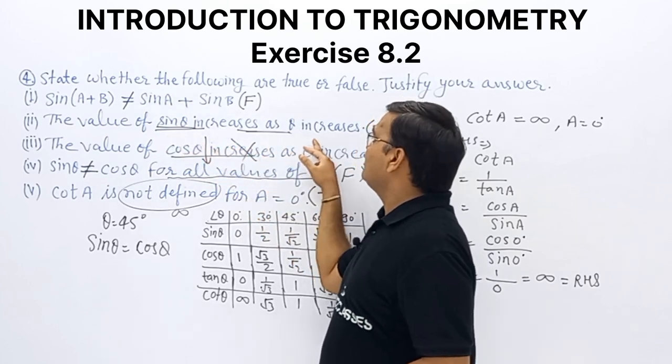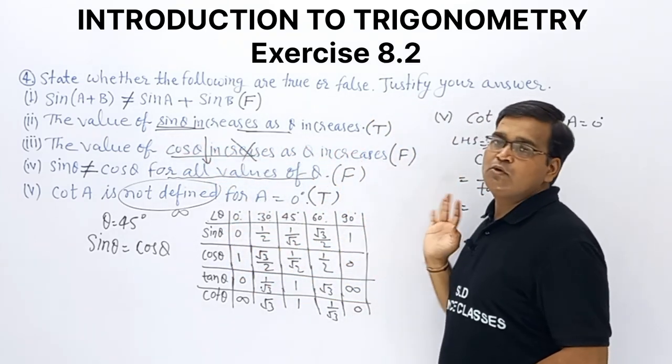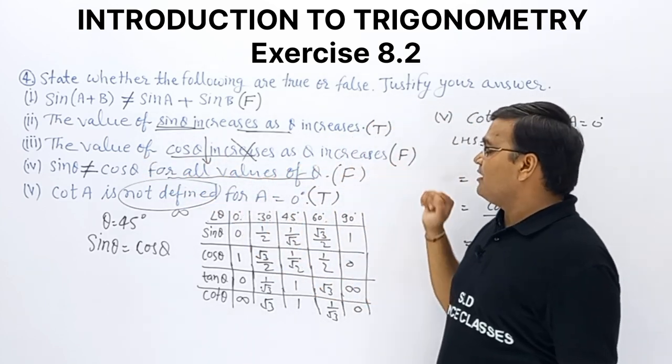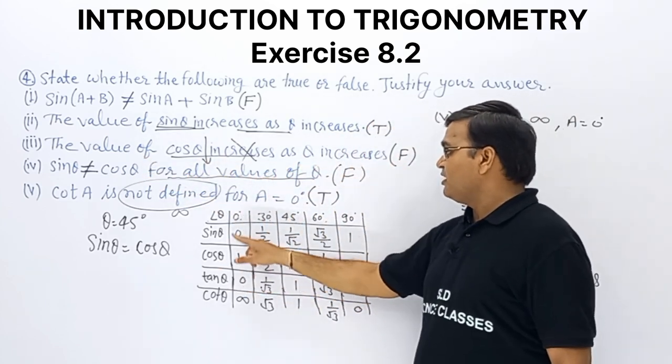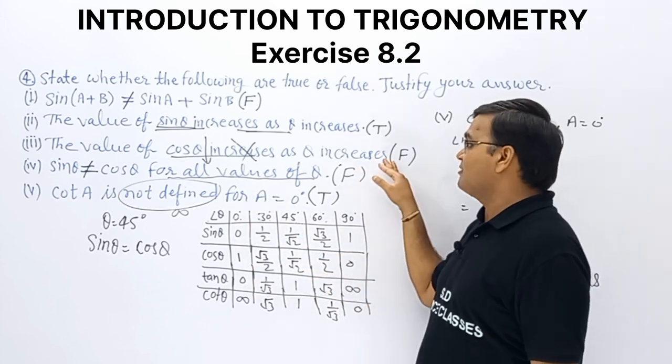The value of sin theta increases as theta increases. In the sin theta, when theta increases, values are going to increase. So it is the true statement. The value of cos theta increases as theta increases. In the cos theta, as theta increases, values are going to decrease from 1 to 0. So it is a false statement.